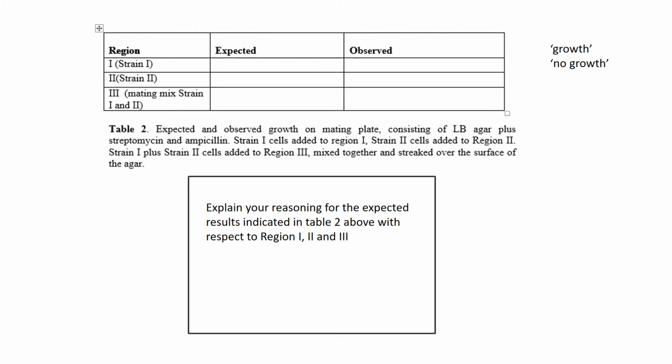Remember that the mating plate contains a mixture of both strep and AMP antibiotics. Something to consider here is that even though strain 1 may be resistant to strep, since it has the gene for strep resistance on its chromosome, it will be sensitive to the other antibiotic, which is AMP. Please note that any growth observed on the mating plate will be growth of recombinant cells, therefore those in which conjugation has occurred. No growth should occur in regions 1 and 2 since each strain is sensitive to one of the antibiotics.